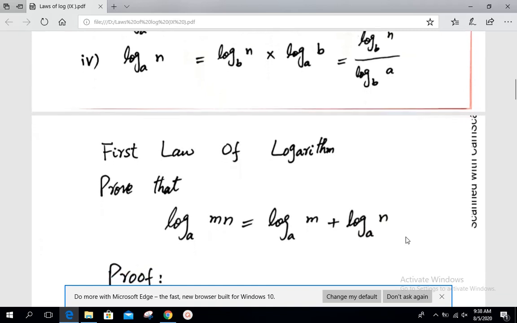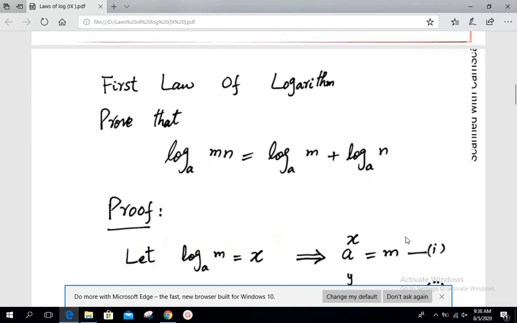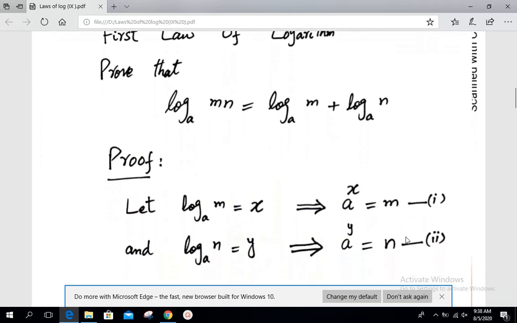We start its proof as, we suppose log of m with base a is equal to x. Now this is the logarithmic form. We convert it into exponential form as a power x is equal to m. This is my equation number 1. And I suppose that log n with base a is equal to y. Again, convert this logarithmic into exponential. We have discussed in the very first definition. It becomes a power y is equal to n. This is my equation number 2.